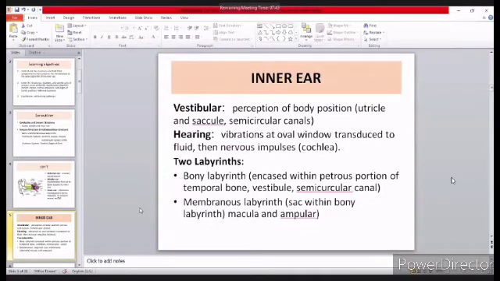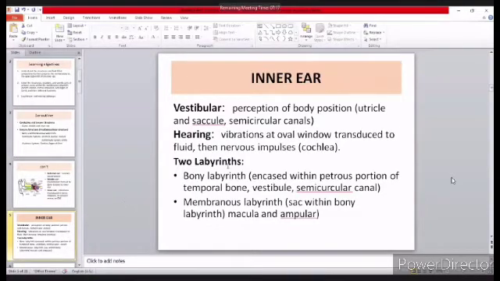So for the hearing part, we have the structures we discussed. Here we are talking about vibrations at the oval window, which are transduced to fluid. So transduction is changing one form of energy into another: sound waves into mechanical waves, then into nerve impulses, okay?